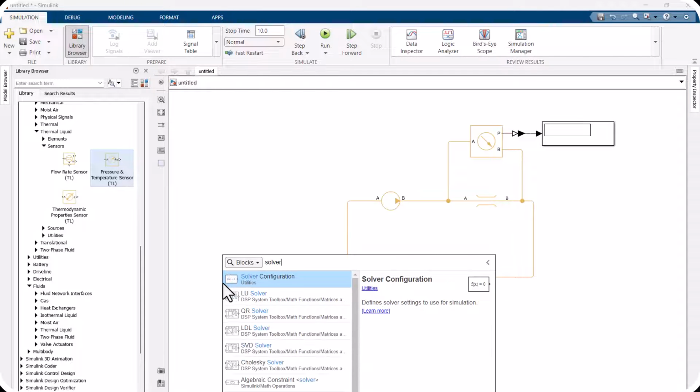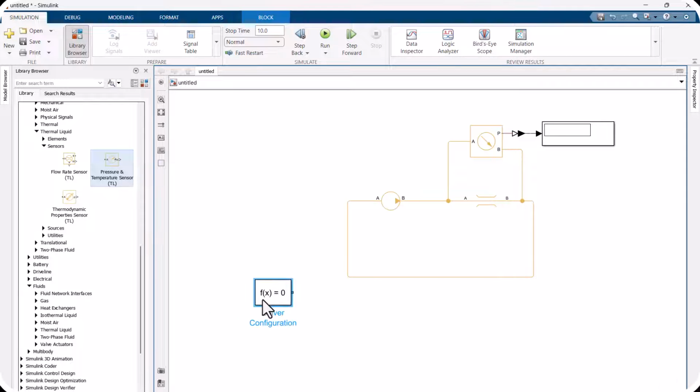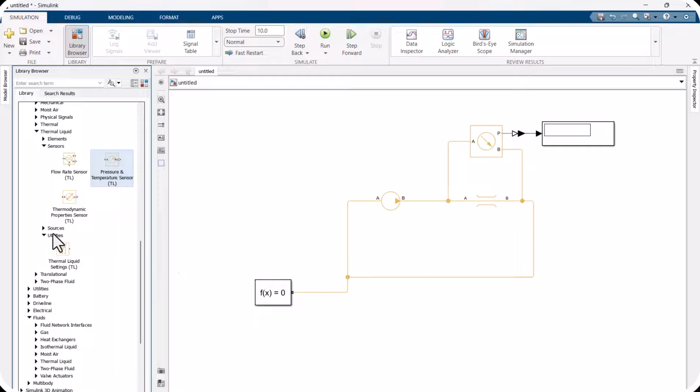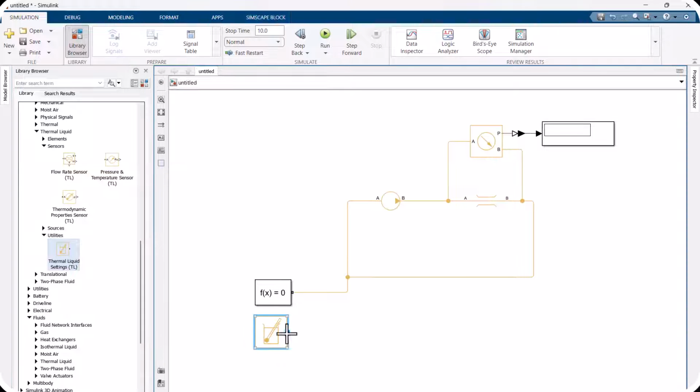And as I said in my previous tutorial, every Simscape system needs two blocks. One of them is a solver configuration block and the other one is a fluid properties, which is under the utilities tab. And by default it is set to water. So here is water properties, and this is the solver configuration, which we are going to leave unchanged here.